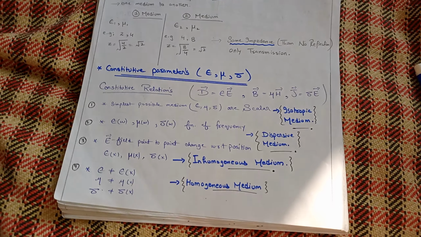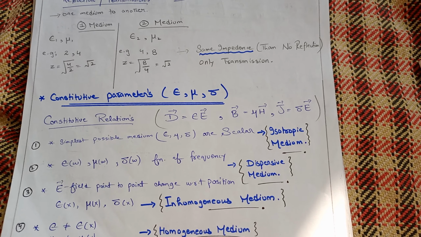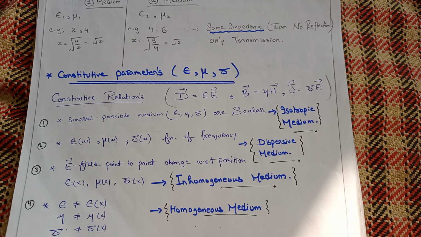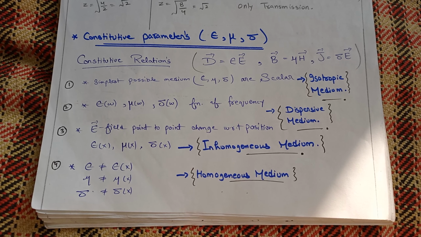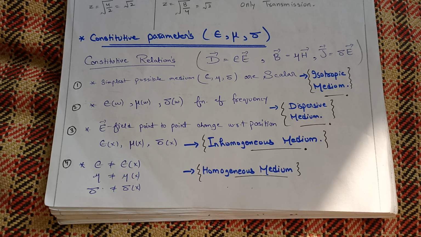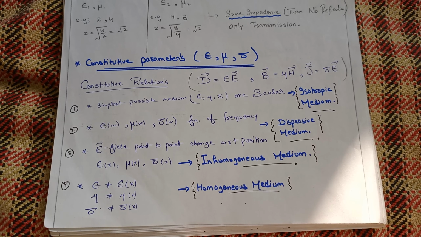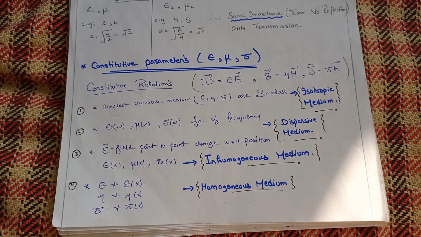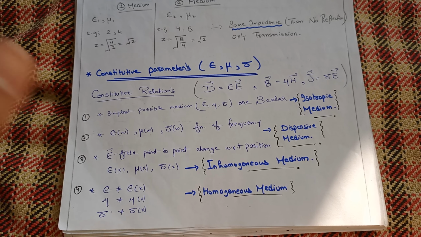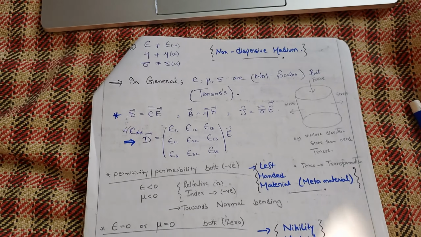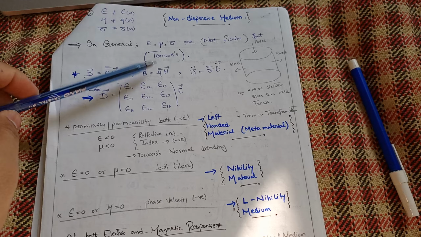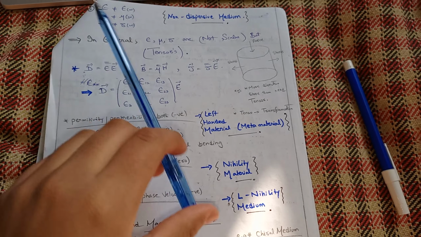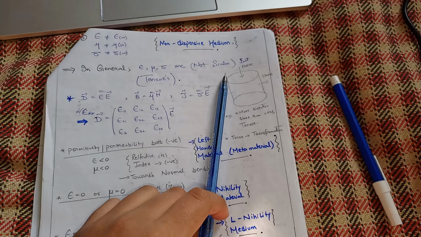Okay, so what we conclude is that if they are scalar, then you can say these are isotropic medium. If they are frequency dependent, they are dispersive medium. If they are position dependent, then they are inhomogeneous, and if they are not position dependent, then they are homogeneous medium. And if they do not depend on the frequency, then they are the non-dispersive medium. Understood? So in general, we can say our constitutive parameters are not scalar, they are tensors.